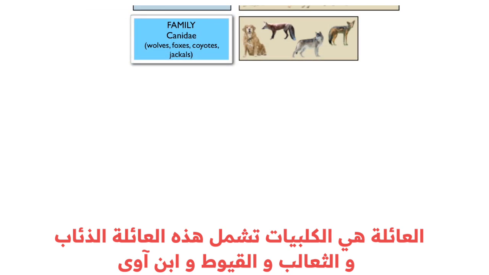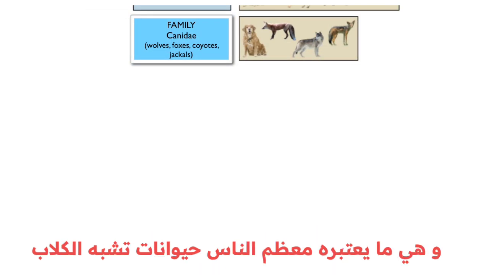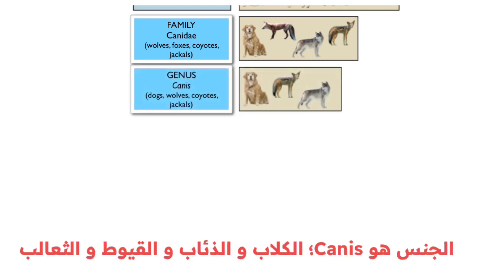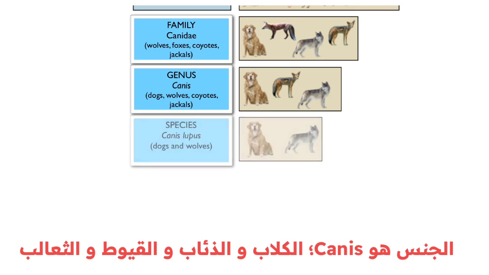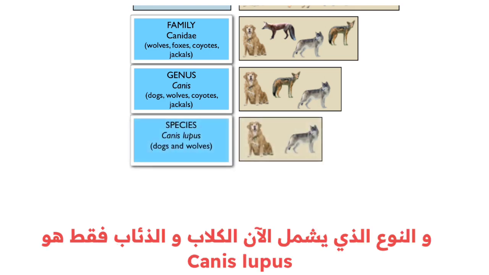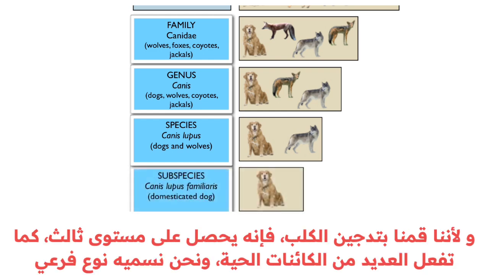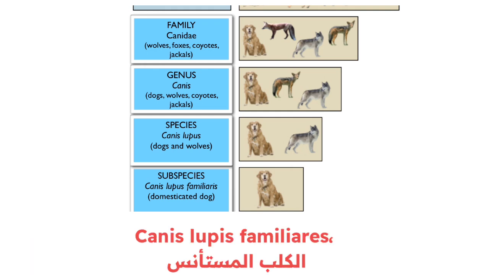The family is Canidae. This family includes wolves, foxes, coyotes, and jackals. These are all what most people would consider dog-like animals. The genus is Canis: dogs, wolves, coyotes, and jackals. And this species, which now includes only dogs and wolves, Canis lupus. And because we have domesticated the dog, it gets a third level, as many organisms do. We call it a subspecies, Canis lupus familiaris, the domesticated dog.